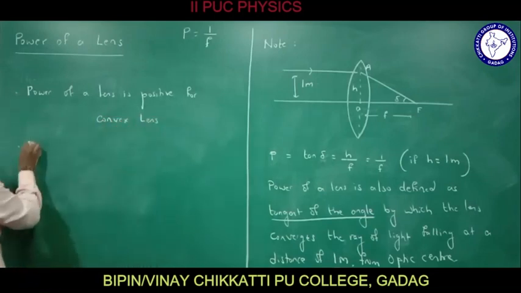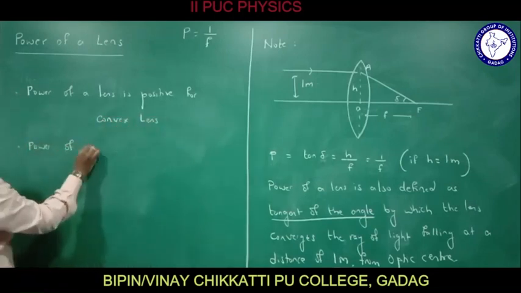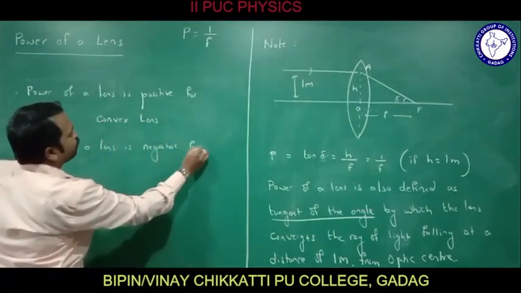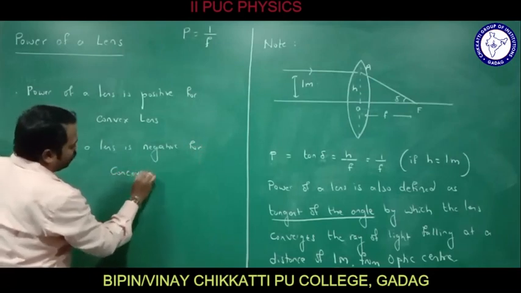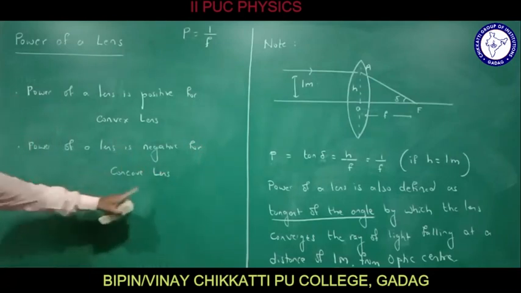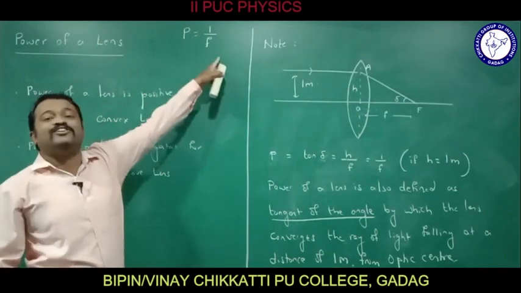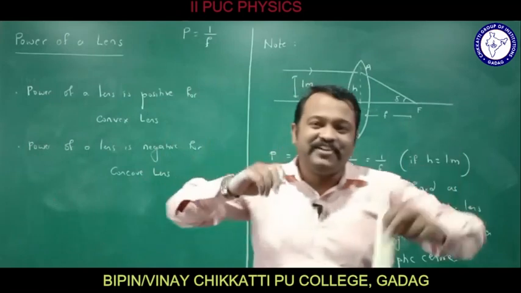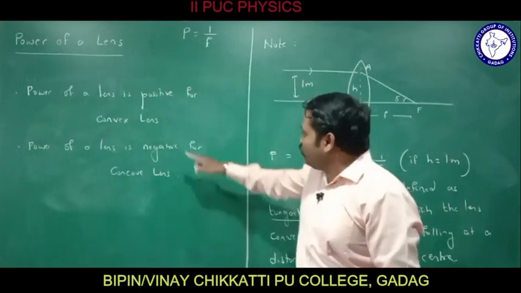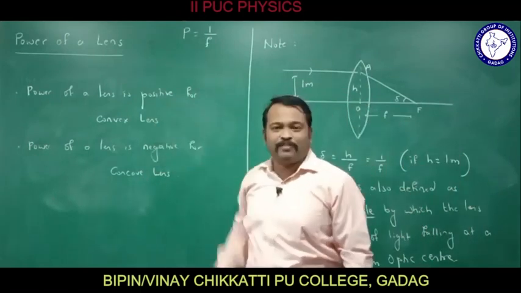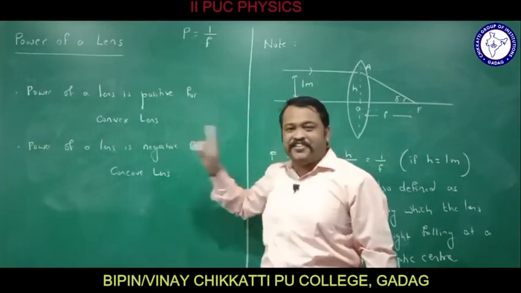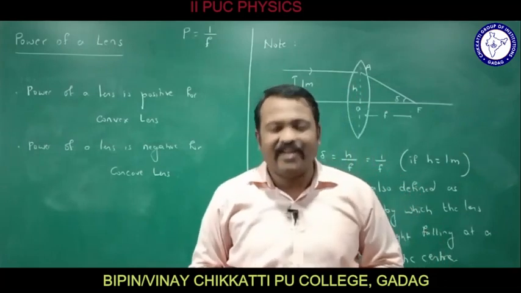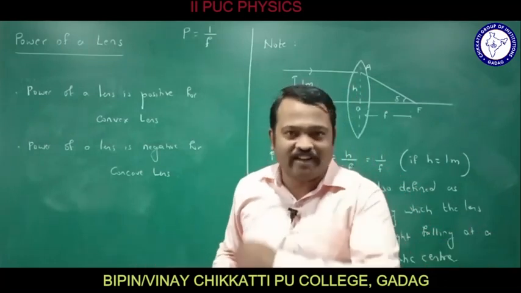Do you remember? And power of a lens is negative for which lens? Concave lens. Okay. Why is it negative for a concave lens? Power is negative because the focal length is negative, right? If the focal length is positive, power is positive. If the focal length is negative, power is negative. For a convex lens, the focal length is positive, therefore the power is positive. For a concave lens, the focal length is negative, and therefore the power of the lens is also negative. And this is all about the power of a lens.